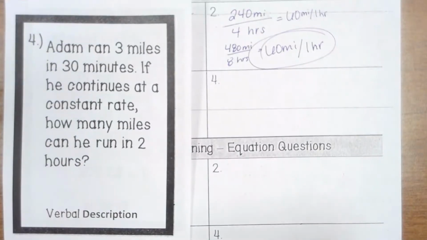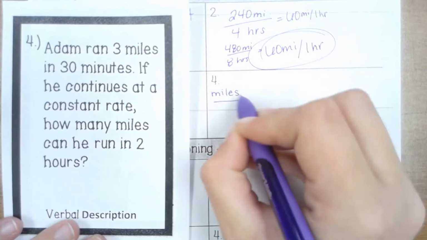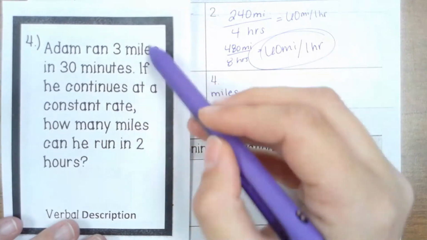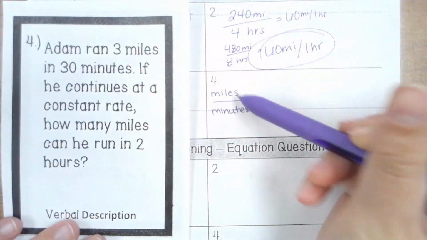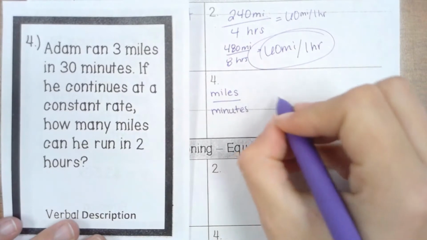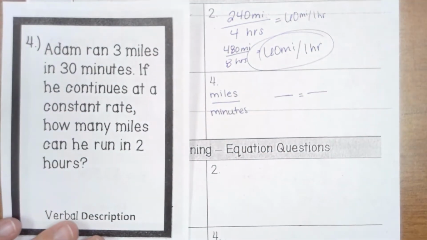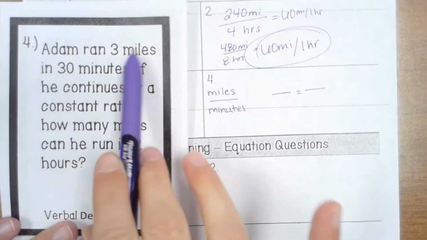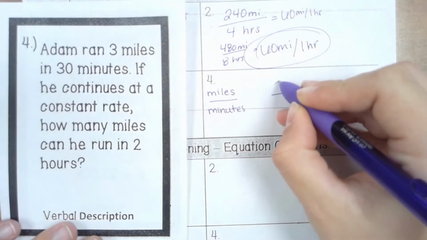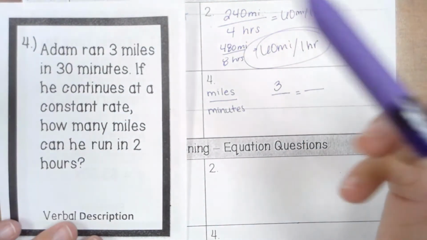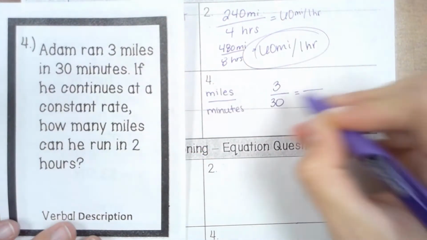So when I set up my proportion, remember everything has to be aligned in a proportion. So let's say my 2 variables here are miles and minutes. So I'm going to put miles in my numerator and minutes in my denominator. And I'm going to set up my first proportion. So they said that Adam can run 3 miles in 30 minutes. So since I'm putting miles in my numerator, I'm going to put the 3 up top in the numerator. And since I put minutes in the denominator, I'm going to put that 30 minutes down here in the denominator.